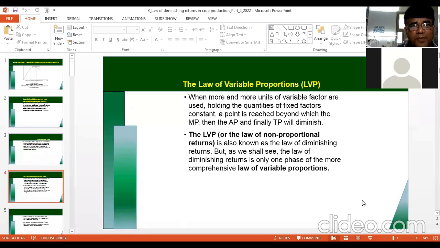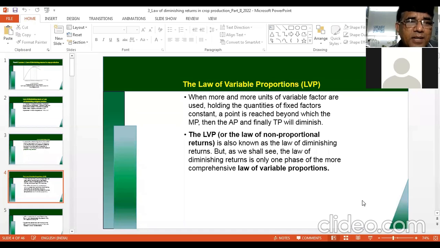In the third, it starts falling. All three stages are part of the law of variable proportion. I will explain the meaning of variable proportion. Variable proportion is the ratio of fixed resources to variable resources. The ratio of fixed inputs to variable inputs is your variable proportion.